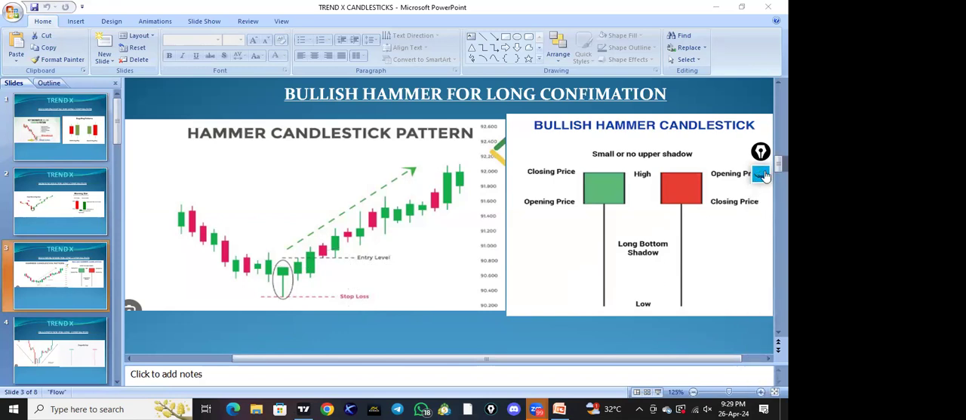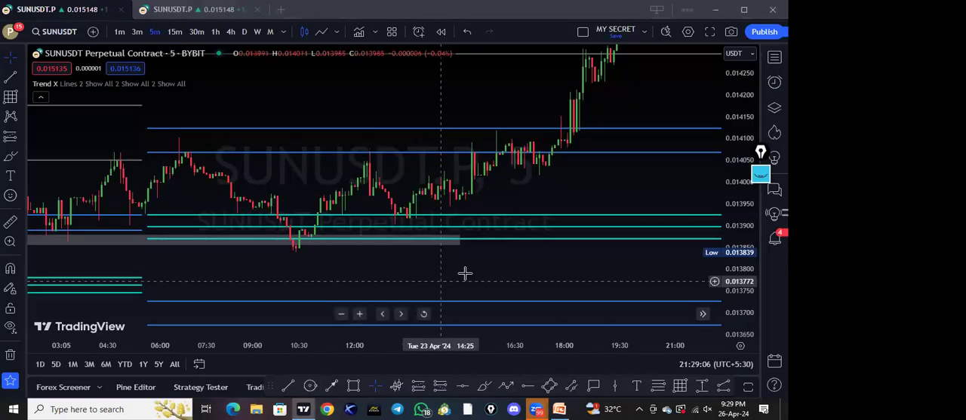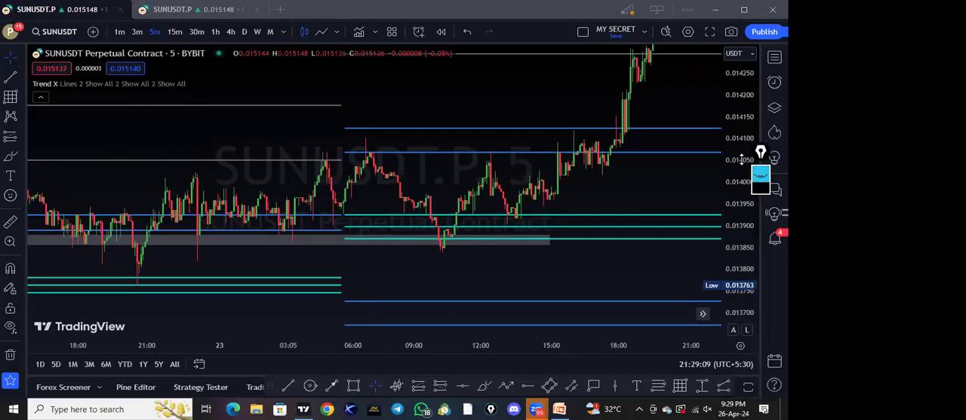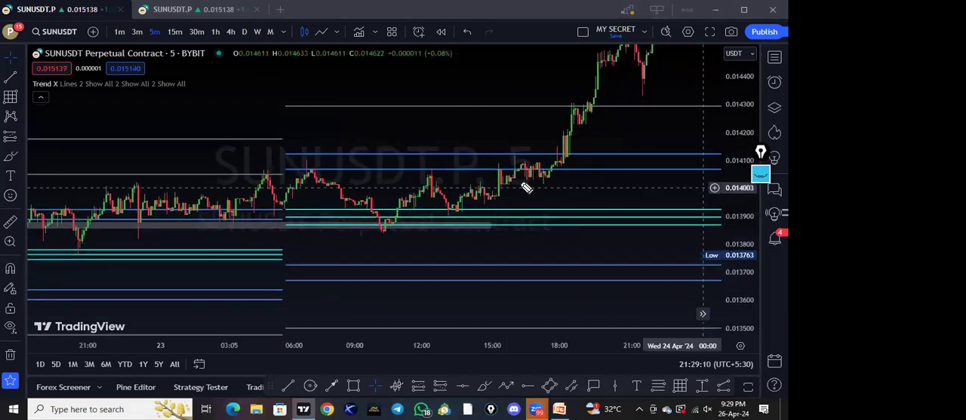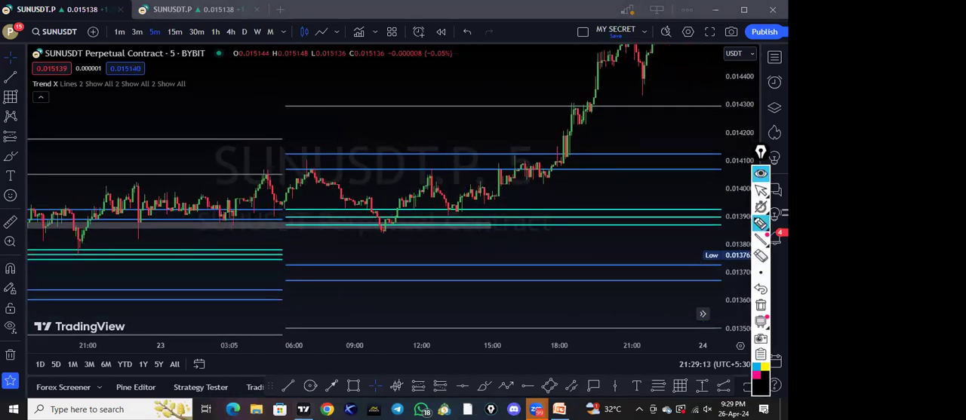See, the beauty of Trendex is that we can see support and resistance very beautifully. This is not repainting, right? And we get a very small stop loss. We have a very good thing on that.